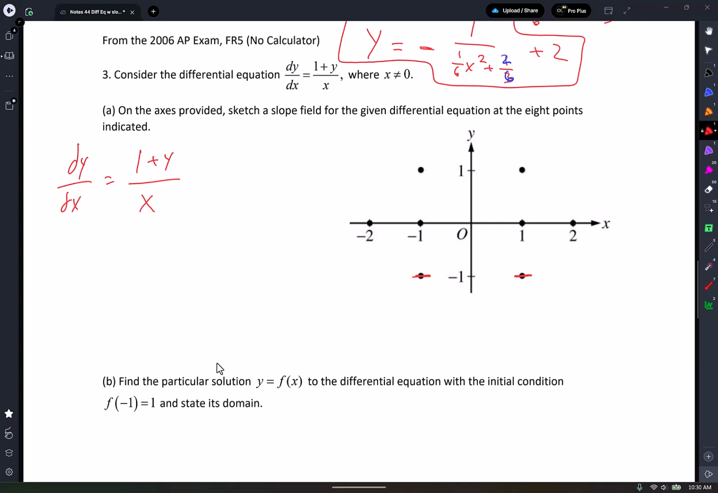Yep, negative 1/2 on this one, so make it look like that. And then on this one, negative 1. And then at 1, 0, that's going to be a positive 1. And then at 2, 0, that's going to be a positive half. Does everyone have that on the x-axis? Okay. And then at 1, 1, 1 plus 1 is 2, divided by 1, that's going to be 2, so make it look like that.